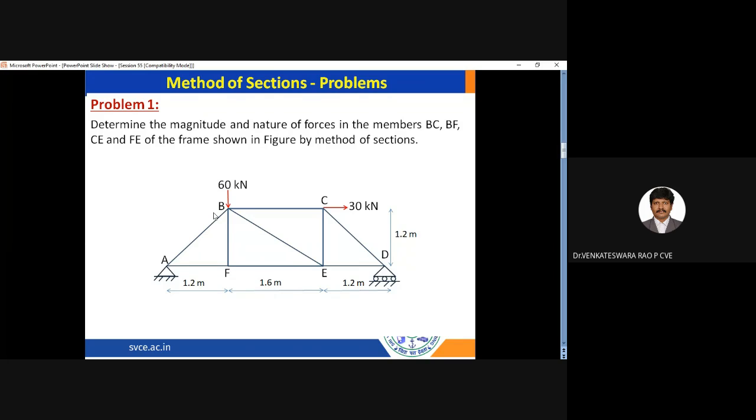Then AB we found out and AF also found out. Once I know AF, then go to joint F. Out of three, AF is already known, so the only unknowns are FE and FB. Yes, beautifully you can proceed to find out this BF force and FE force.